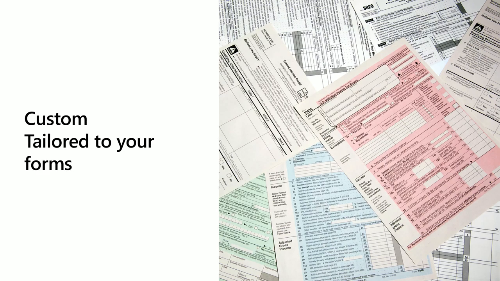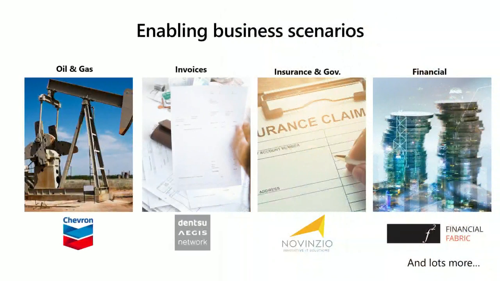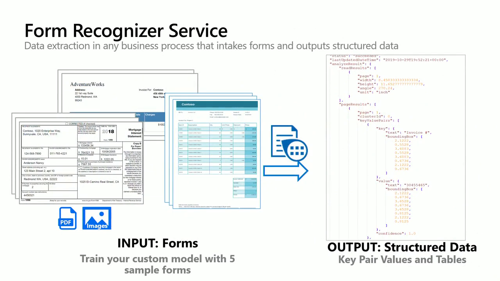So let's drill down into the custom, where it's tailored for your form and trained for your form. And custom, since it's trained on your forms, enables us to do any type of form. So you can do oil and gas drilling and completion reports to solve oil and gas issues. You can do invoices and train a model for invoices. You can do insurance government documents, W-2s, K-1s, various types of documents, financial bank documents, payment stubs, all the different types of documents. With custom, you can train it specifically to your form and your needs.